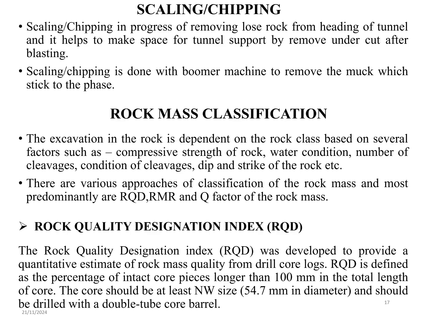Rock Quality Designation Index, in short RQD. The Rock Quality Designation Index provides a quantitative estimate of rock mass quality from drill core logs. It is defined as the percentage of intact core pieces longer than 100 mm in total length of core.